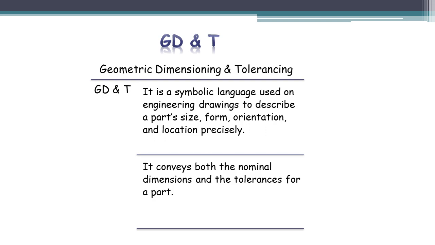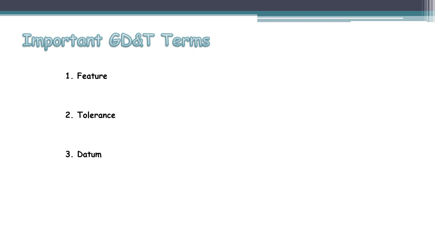Why is it important for manufacturing? Because even a small mistake in engineering can cause product failure, and it can even create a safety issue. So we have to give more importance to this. Now let's see the important terms in GD&T. First is feature, next is tolerance and the third is datum.